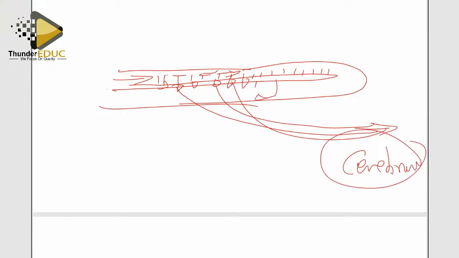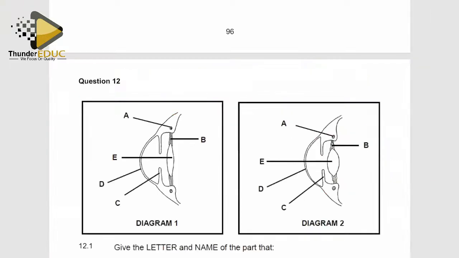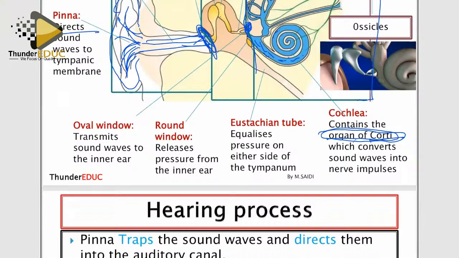And then the excess pressure will go back. You understand? That excess pressure will be trapped by the round window. That's why we say that it relieves the pressure from the inner ear. When you absorb the excess pressure, it means you are releasing the pressure from that side. So you can say it releases the pressure from the inner ear or absorbs the excess pressure from the inner ear.